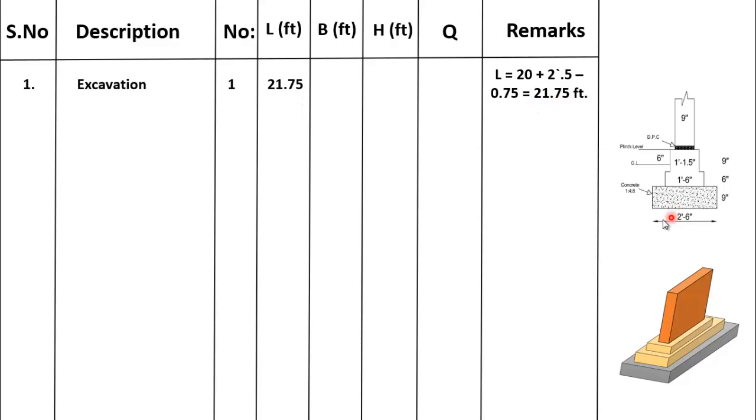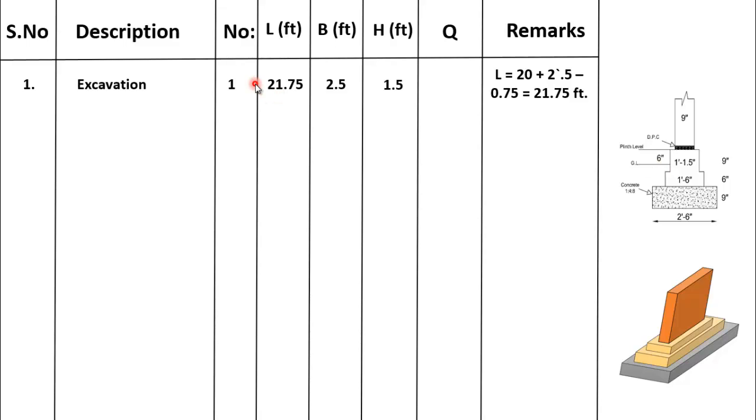Here the width or breadth of this portion is 2 feet 6 inches or 2.5 feet. The thickness or depth of the excavation work is from the bottom to ground level. Here you can see that the total depth of substructure up to plinth level is 9 inches plus 6 inches plus 9 inches, which is 24 inches. But ground level is 6 inches lower than that of plinth level. So subtracting 6 inches from 24 inches, we will get 18 inches or 1.5 feet.